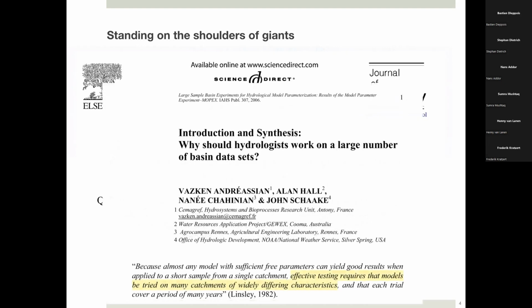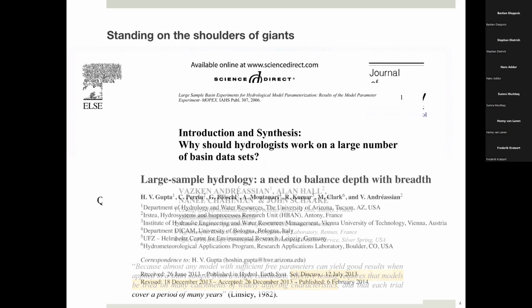The idea, obviously, that hydrologists should work with a large number of basins is not new, and there is a strong recognition that if we really want to test how well models are doing, then we need to test them on as many catchments as possible, and in catchments with widely different characteristics. And this idea really gained traction in large sample hydrology.